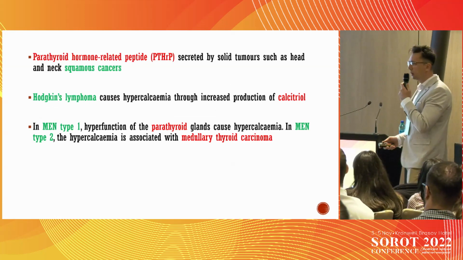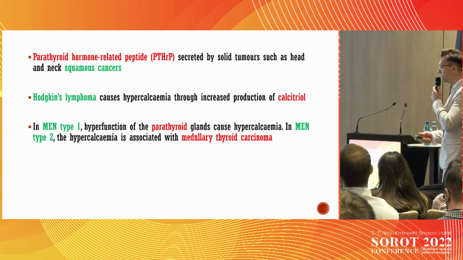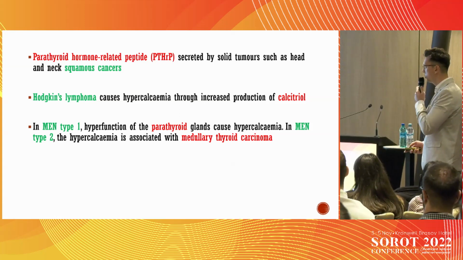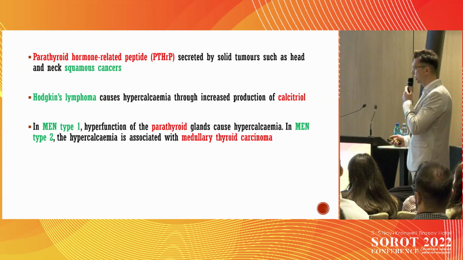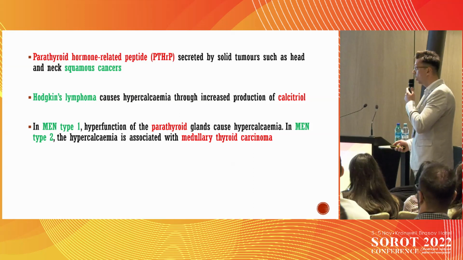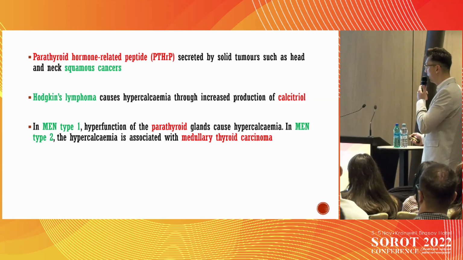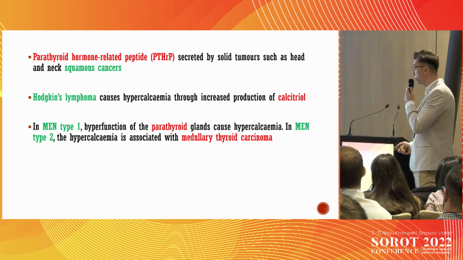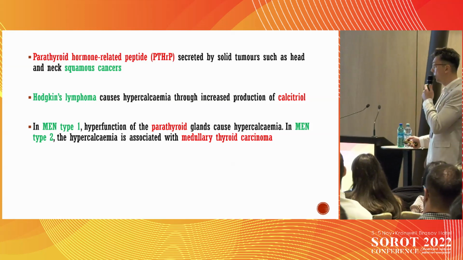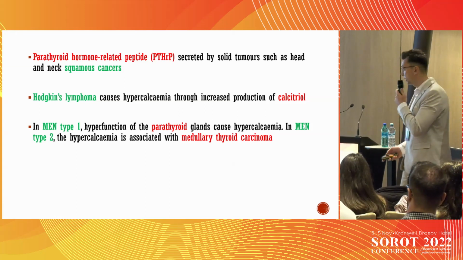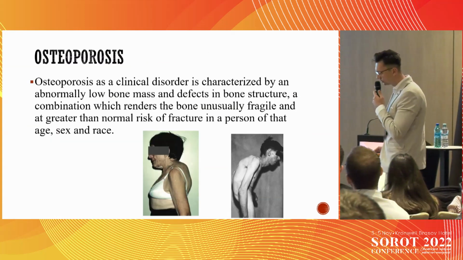Some malignant diseases could imitate some factors which increase the level of the calcium. For example, squamous cell cancer induces production of the parathyroid hormone-related peptide. Hodgkin lymphoma is connected with increased production of the cholesterol, and MEN type 1 and type 2 syndromes are connected with parathyroid hormone increased production, and type 2 is connected with medullary thyroid carcinoma.